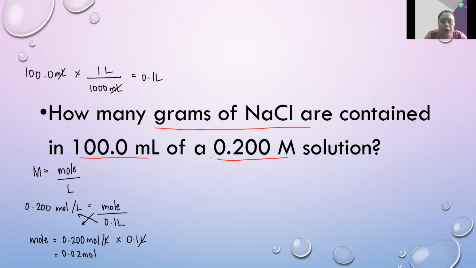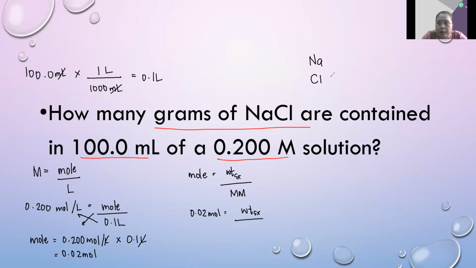However, we are looking for the weight in grams. So we will be using another formula. Mole is equal to the weight of our sample divided by its molar mass. The mole is already computed, 0.02. We will look for the weight of the sample, and for the molar mass, we just need to compute this.